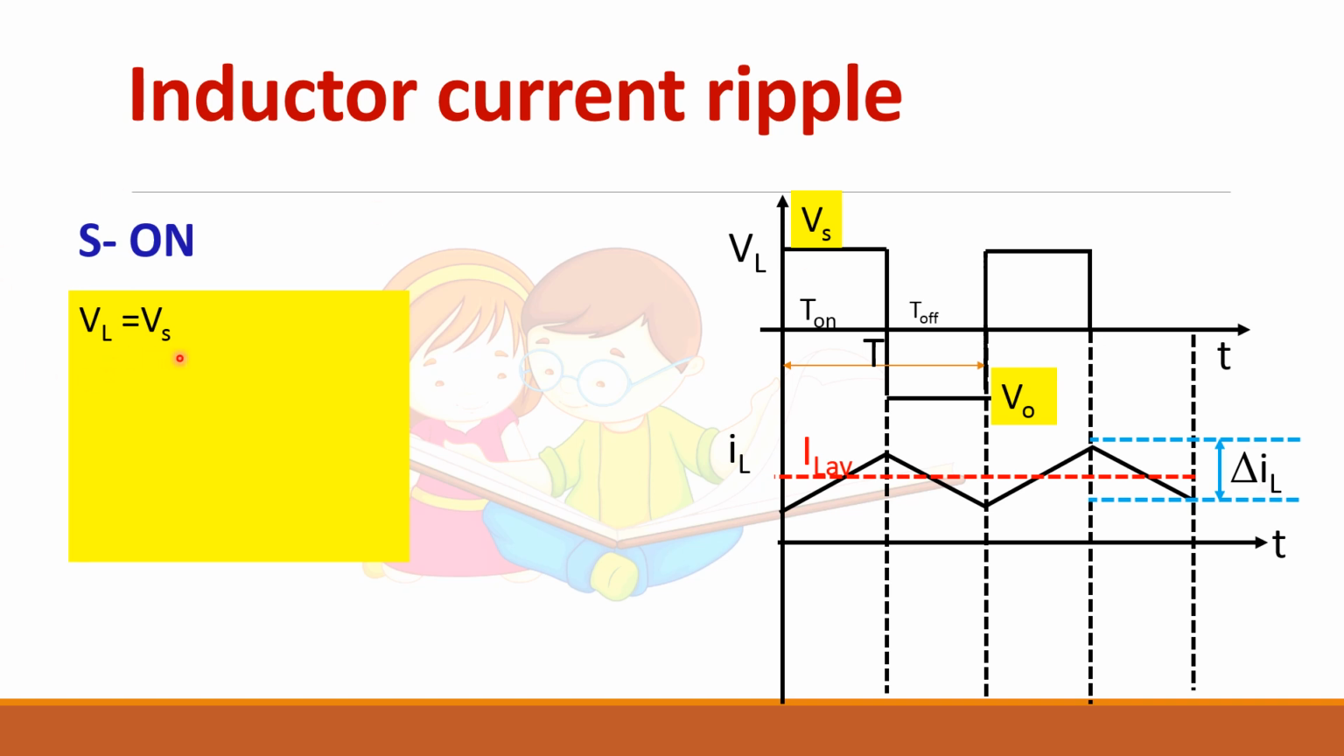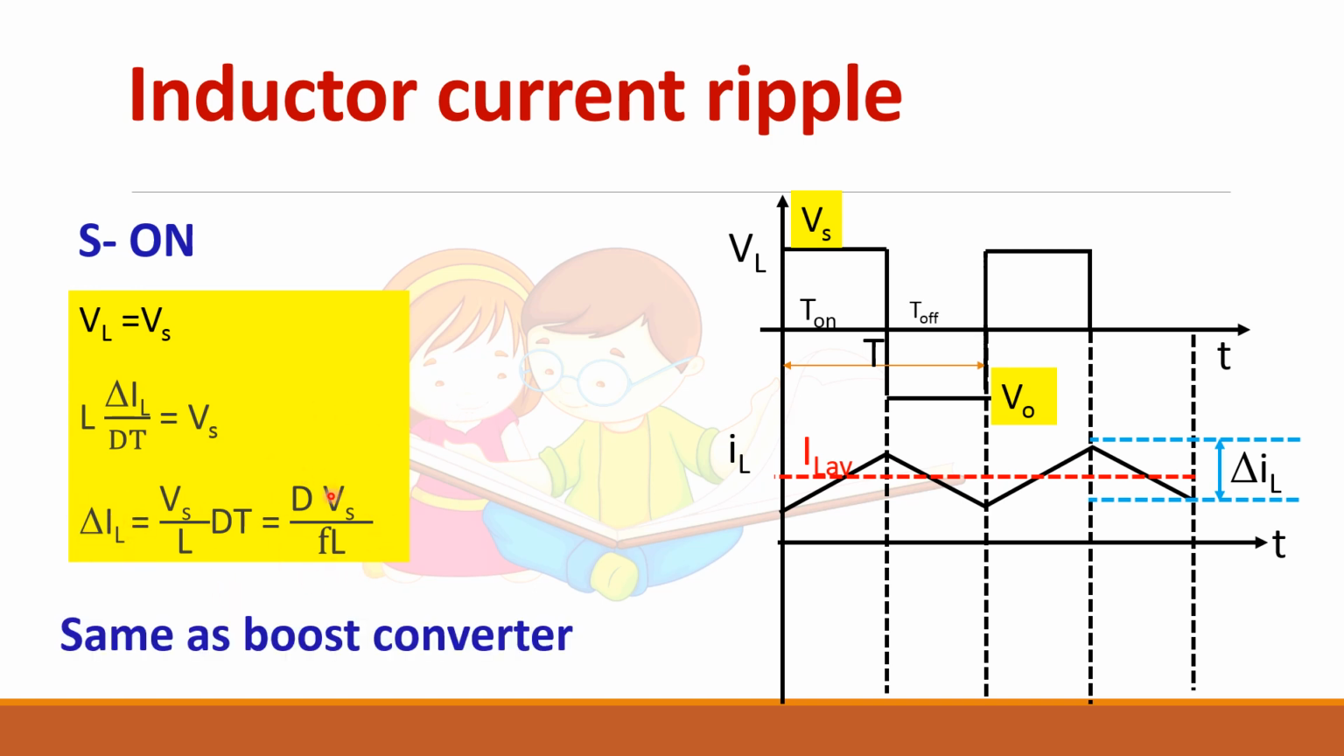So VL is equal to Vs during on condition. VL is equal to L into di by dt, so L into del IL by the on period, which is dt. Equate this, and you can find del IL. If you find this, it is similar to that of a boost converter.